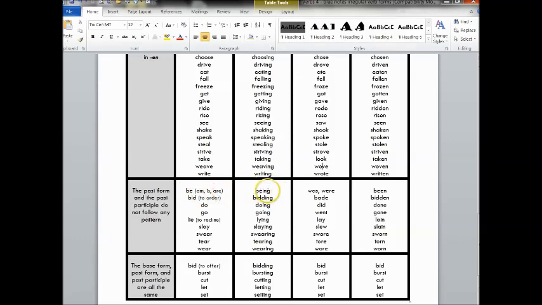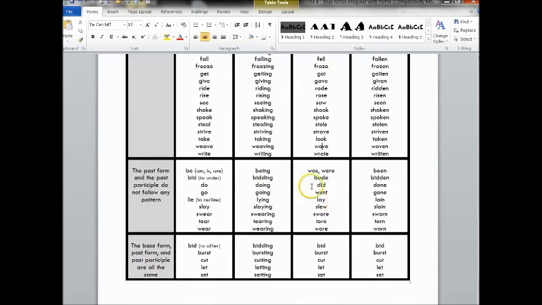Being is your present participle. Every verb, ing, doesn't matter. The past form, but there are two for be, unlike some of the other verbs, and that's was and were. And then the past participle form is been, B-E-E-N, been. So every verb has four forms. Of course, be has a few extra forms within a form.